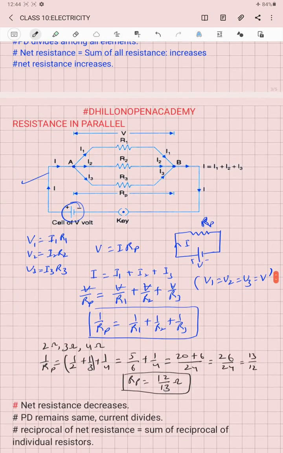The opposite thing happens in the case of a parallel circuit. Out of 2, 3 and 4 ohm present in the combination, 2 ohm is the minimum resistance. So whenever you find the net resistance of a parallel combination, the net resistance becomes even smaller than the smallest. You can see that 12 by 13 ohm, which is the equivalent resistance, is even smaller than the smallest value, that is 2 ohm. So the series and the parallel circuits behave exactly opposite to each other.